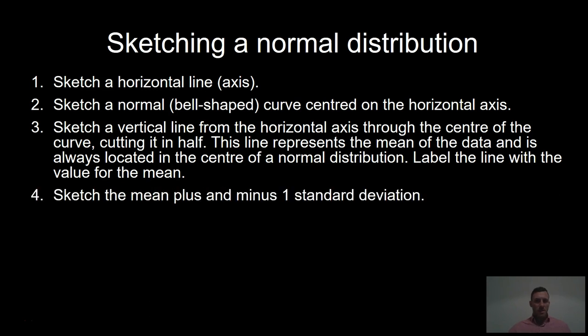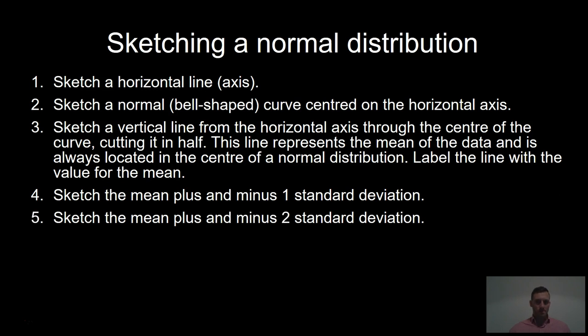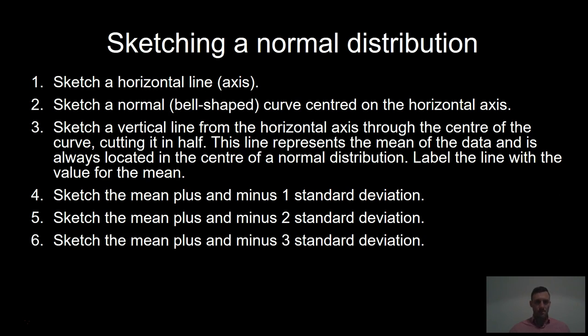Then you can sketch in the mean plus and minus 1 standard deviation. Remember, 68% of the population will lie between these. Sketch in plus and minus 2 standard deviations. 95% of the population will lie within these. Finally, sketch in the mean plus minus 3 standard deviations. 99.7% of the population lie between these. Therefore, they're usually out on the ends or the tails of the curve. Remember that the width of the standard deviations must be the same.